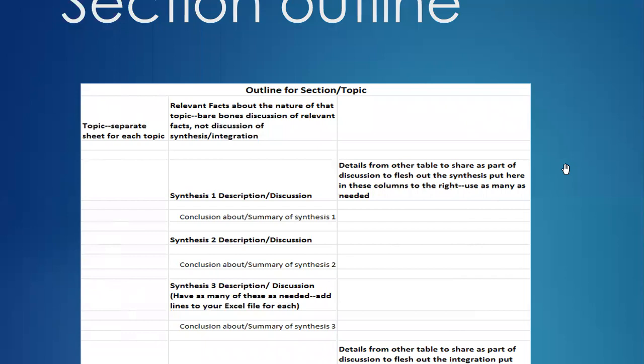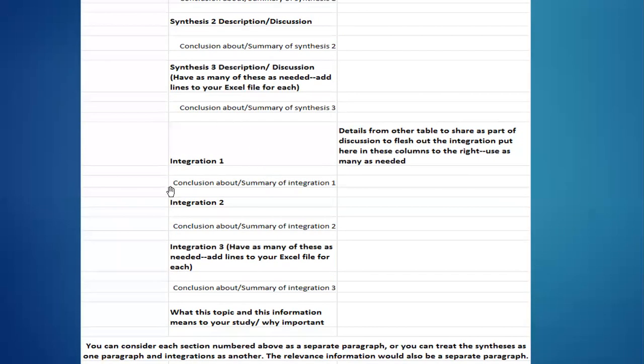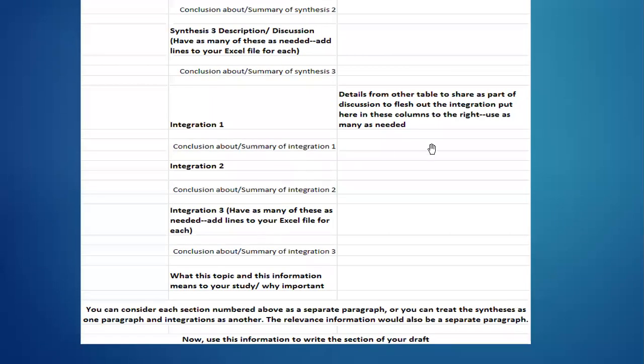Okay, the section is going to cover multiple topics. So in your section, it might be on the presidential example, or it might be the type of political party affiliation. Under this, you might have multiple syntheses and multiple integrations that you'll talk about. You'll transfer the information into those sections, talking about synthesis 1, synthesis 2, creating as many spaces as you need, adding to this form as many syntheses and integrations as you need.